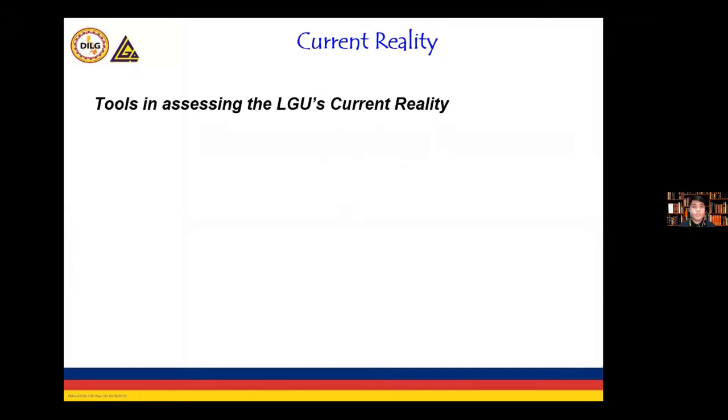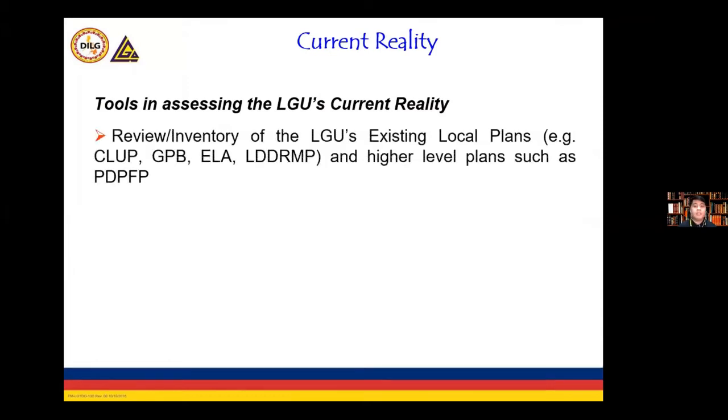So what are the tools that we can use in assessing the current reality in our LGU? So unang-una, of course, we have to review our existing local plans. At ideally, dapat nauuna ang formulation ng comprehensive development plan bago tayo makapag-formulate ng ating sectoral plans. But ang reality, of course, aminin na natin na meron tayong mga sectoral plans in place na yan before we even begin the comprehensive development plan. So napaka-ironic because you have the sectoral plans and then you will follow the formulation of the comprehensive development plan as a whole.